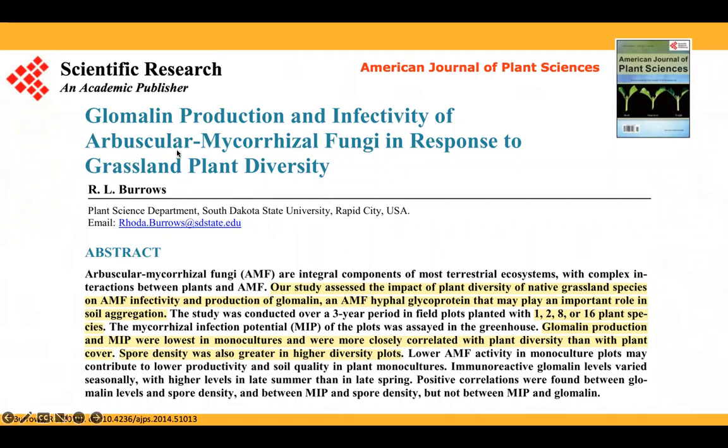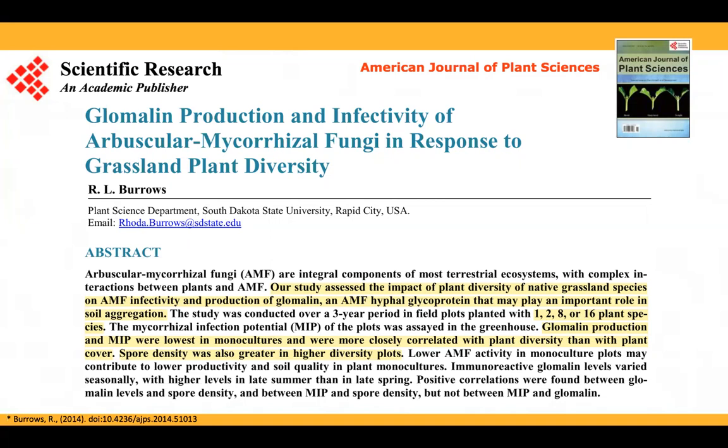Another study shows the exact same thing in terms of mycorrhizal infectivity, or mycorrhizal colonization, as well as glomalin production. Here we're looking at a native grassland, at mycorrhizal infectivity and the production of glomalin. Again, 1, 2, 8, or 16 plant species. They showed that glomalin production and mycorrhizal infection were lowest in the monocultures and were more closely correlated with plant diversity than with just plant cover. So it's specifically the diversity that was really helping. Spore density was also greater in those higher diversity plots.